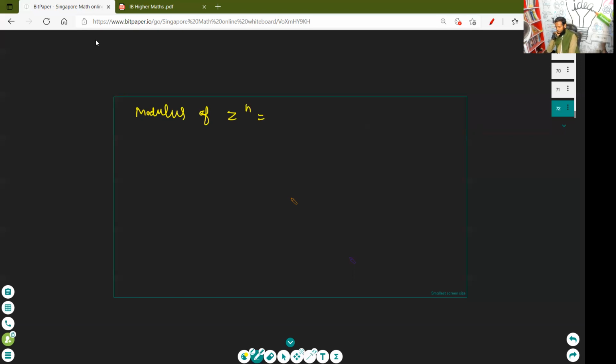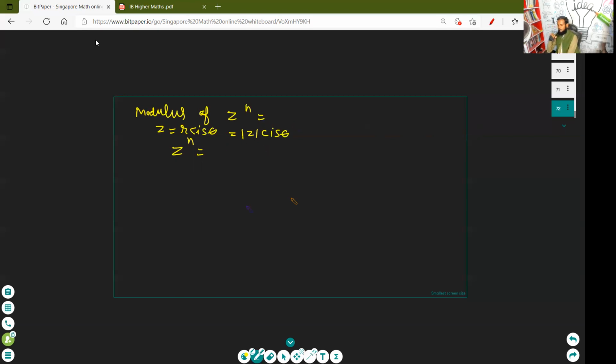N times Z? No, wrong. First find Zn in polar form. Z is equal to R cis theta, or Z is equal to modulus of Z cis theta. First change it. Find the Zn value.